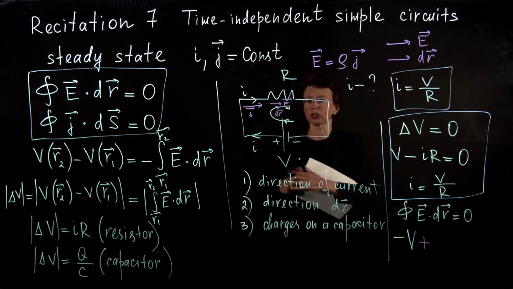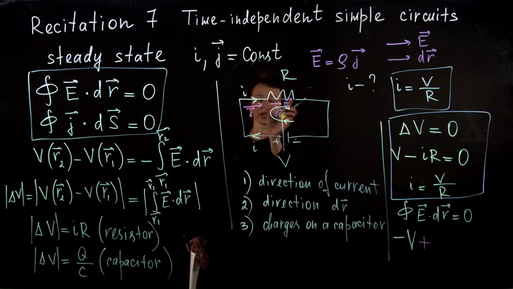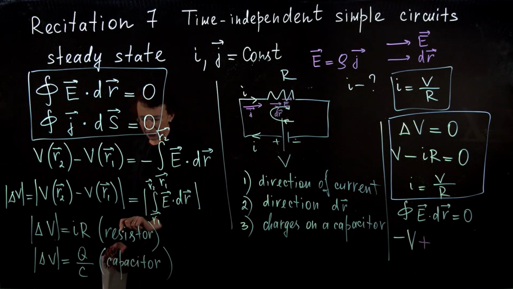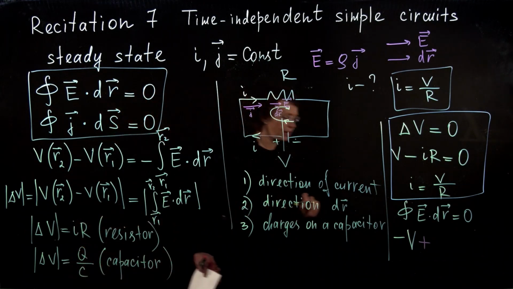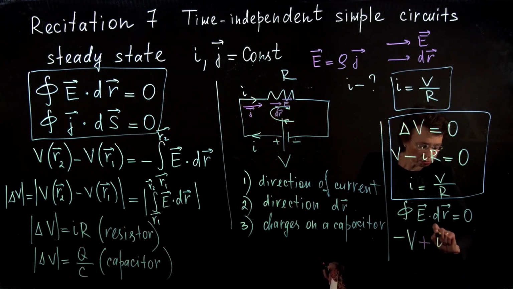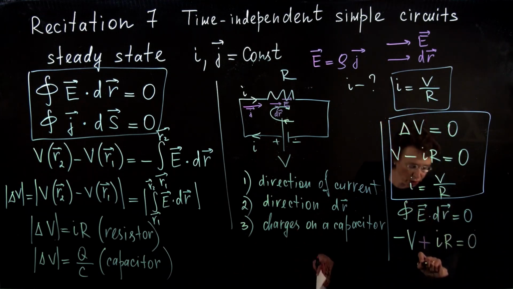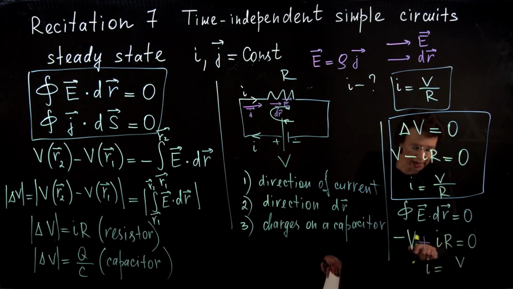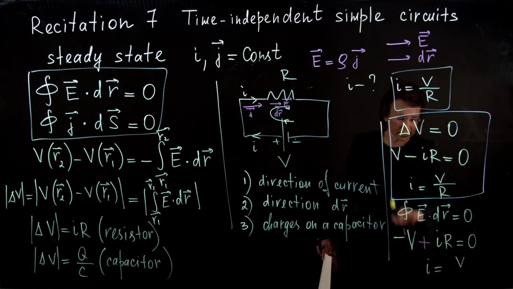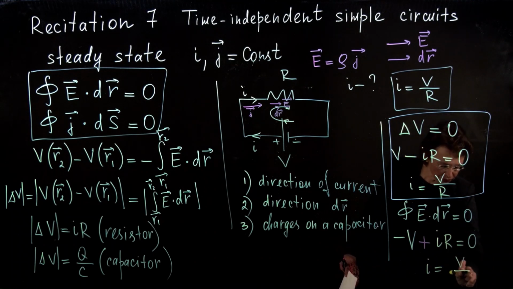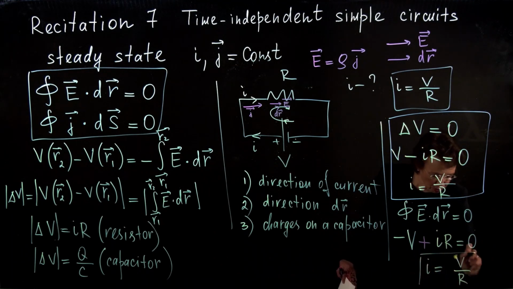What is the magnitude of E dot dr across the resistor? Across this resistor, magnitude is IR, so it is minus V plus IR, and this is equal to 0. Of course, the answer is the same, just all signs in this equation are opposite. So current is V over R, problem solved.